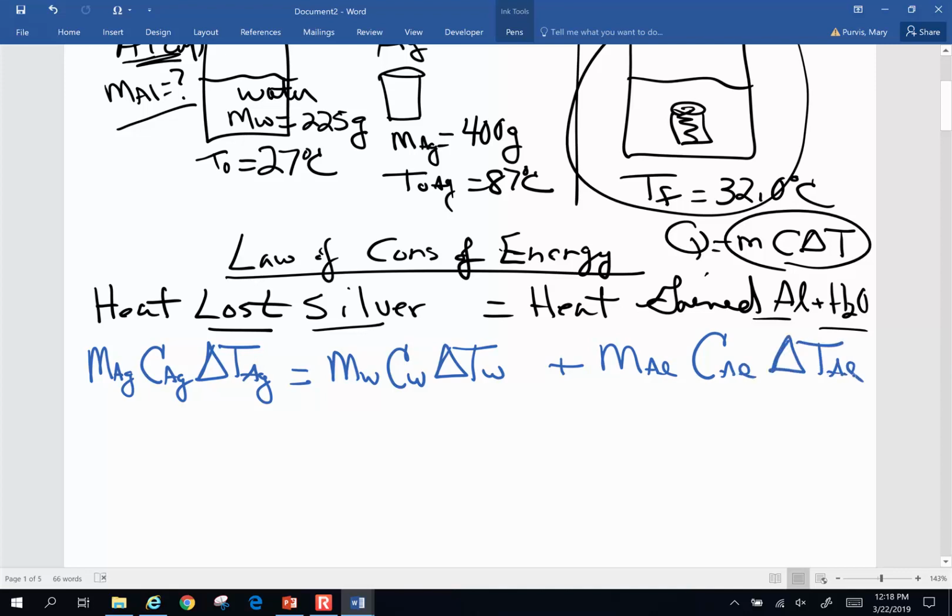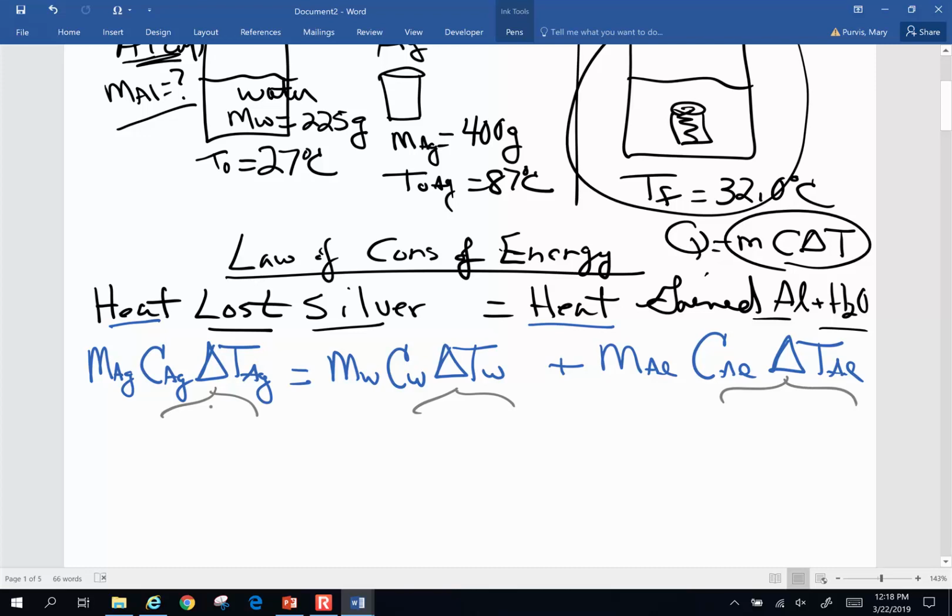Now, as mentioned in the last problem, if you're going to set them up in this format where heat lost equals heat gained, the only thing you mathematically have to do to make sure this works out is you have to make your change in temps positive values.